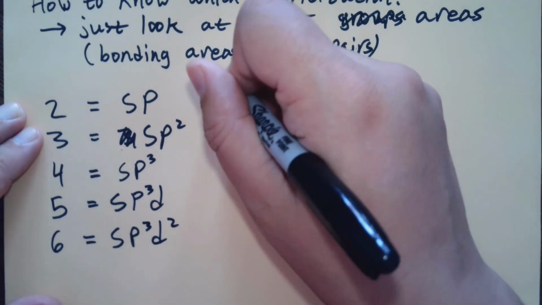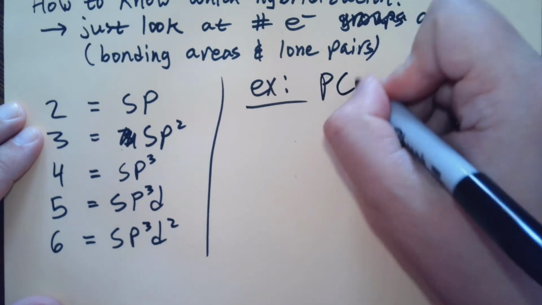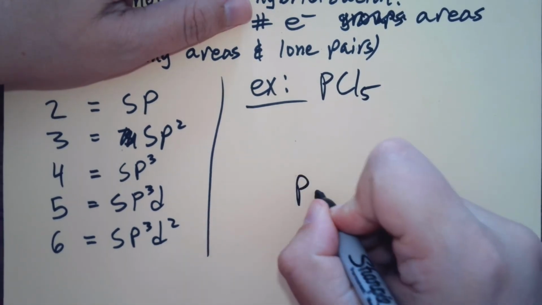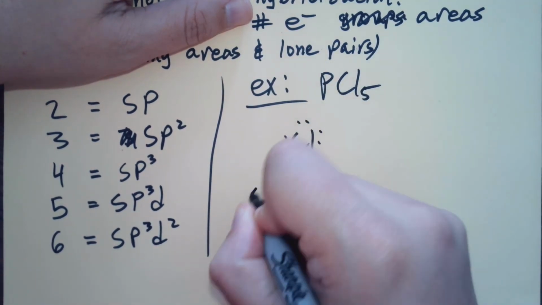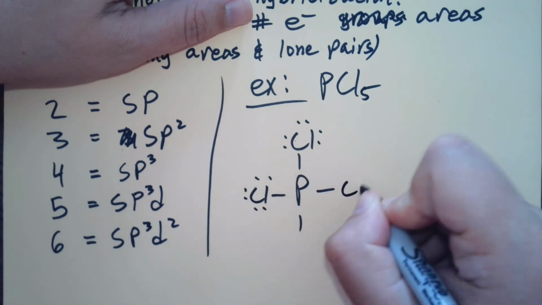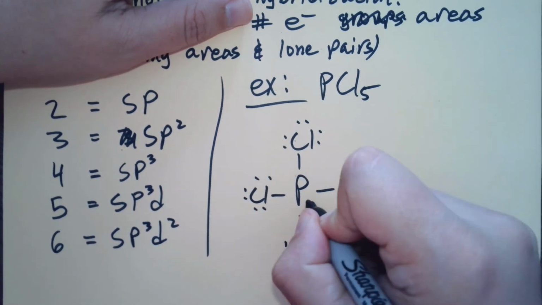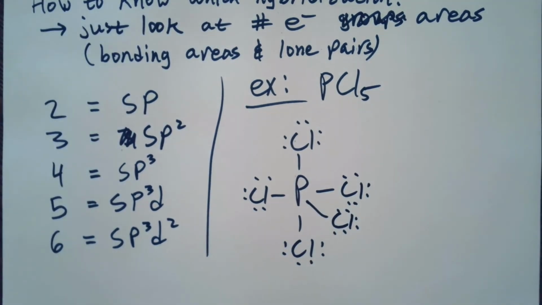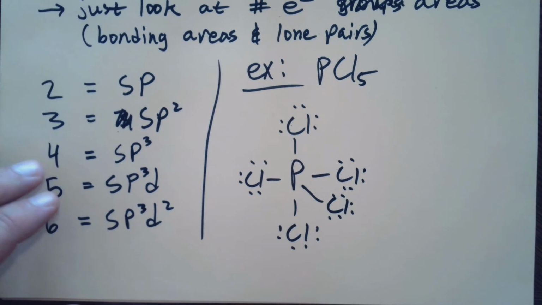So if we look at something like PCl5, there we go. Phosphorus. You can set this up. You can draw the structure. I think you probably already have. I tend to throw this one around a lot.